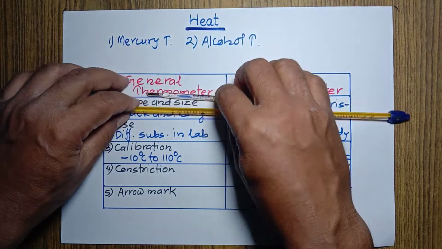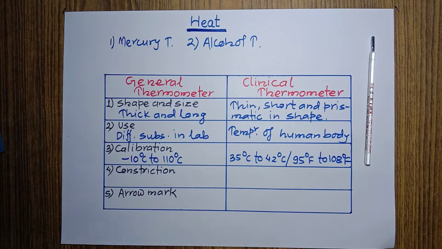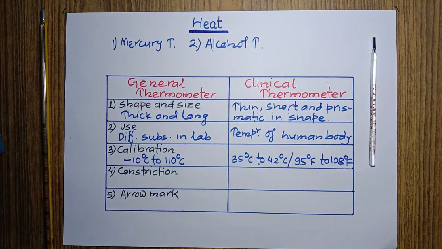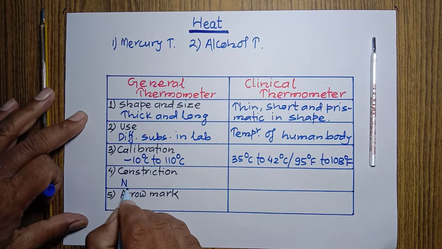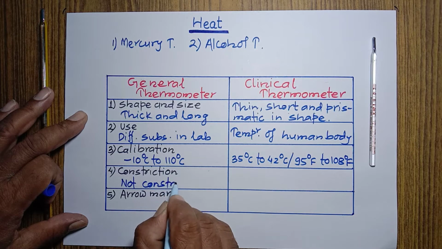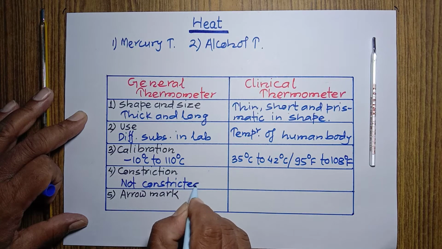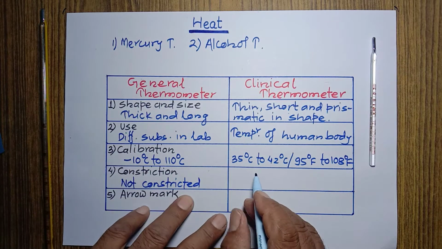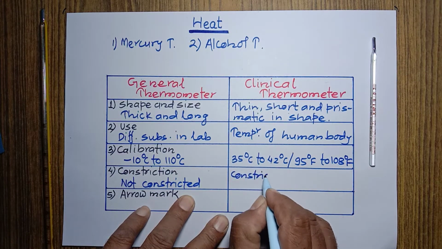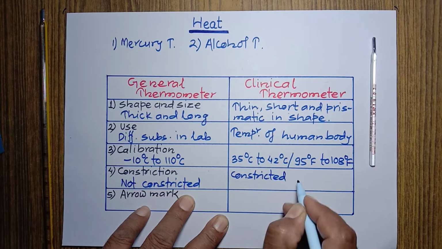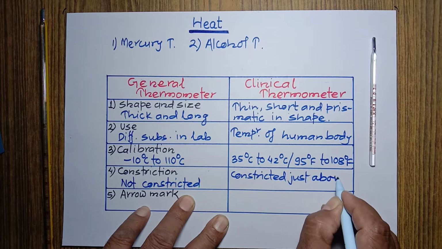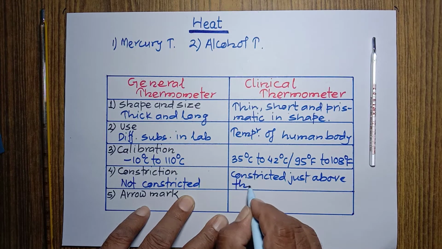That's why, what can we see? Another difference we can say like this. It is not constricted. Which one? General thermometer, not constricted. It is constricted just above the glass ball.